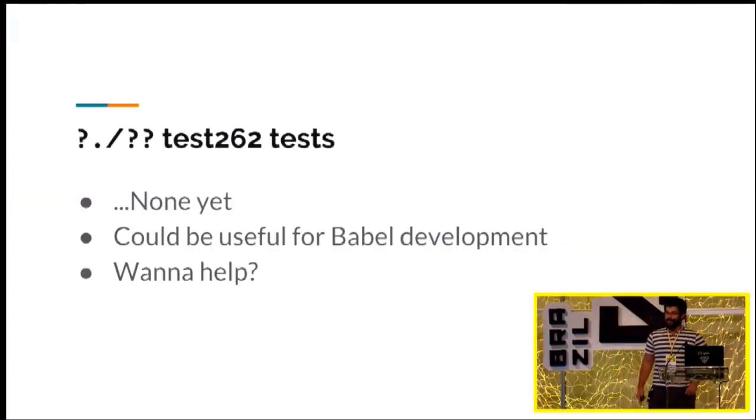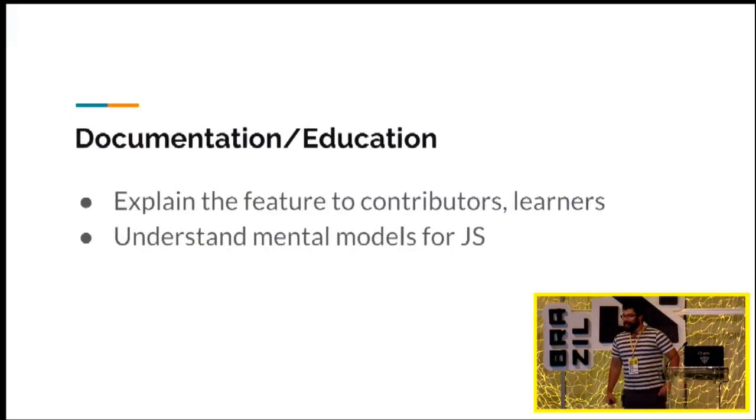For these proposals, there are no Test262 tests. They could be useful for Babel development. In general, Test262 merges tests for features that are at stage 3. So this would be developed in a branch, but this branch could be very useful. So if you want to help, that's one way.